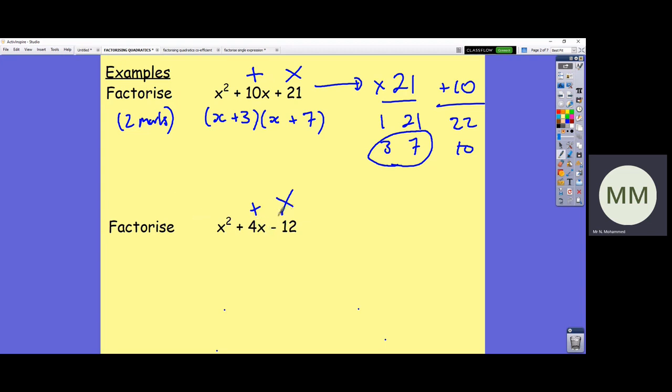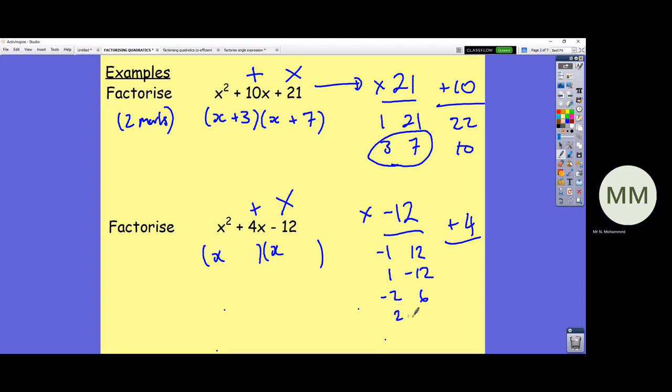Anyhow, same again: the two factors that go into my brackets multiply to give me -12 and add to give me 4. So I will write down multiply and then -12, and they plus to give me 4. Because they multiply to give me -12, one of them has to be a negative. So it's -1 and 12, 1 and -12, -2 and 6, 2 and -6, -3 and 4, 3 and -4.